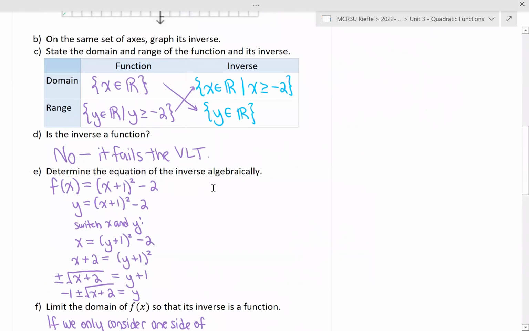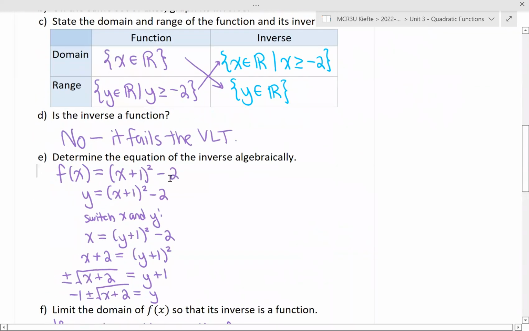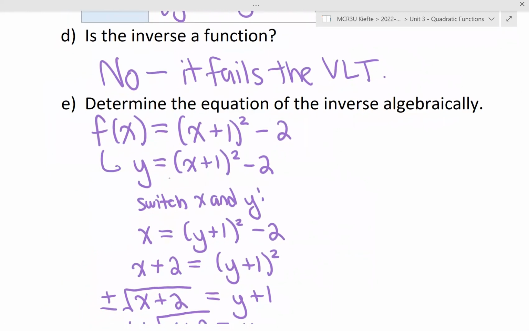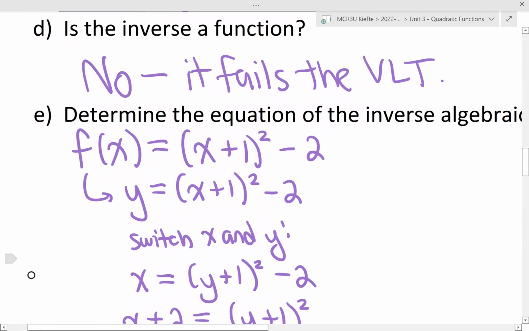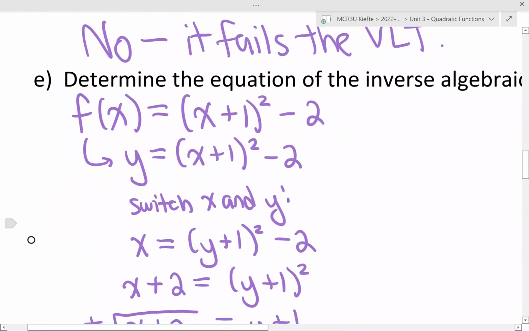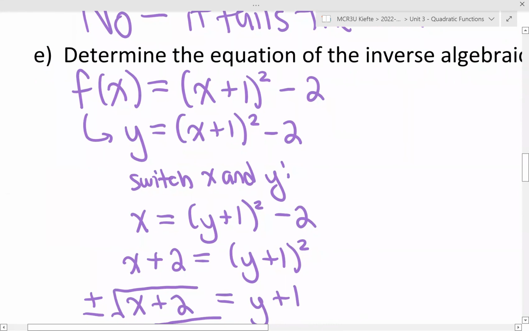So determine the equation of the inverse. Our first step was we let f of x be y. Then we switched x and y. And now we want to isolate for y. So don't forget your undoing of order of operations. We need to undo the subtraction first.